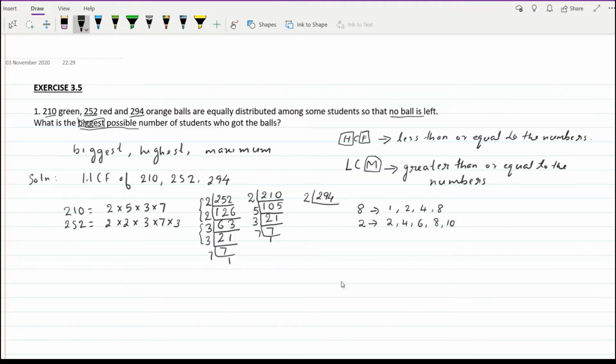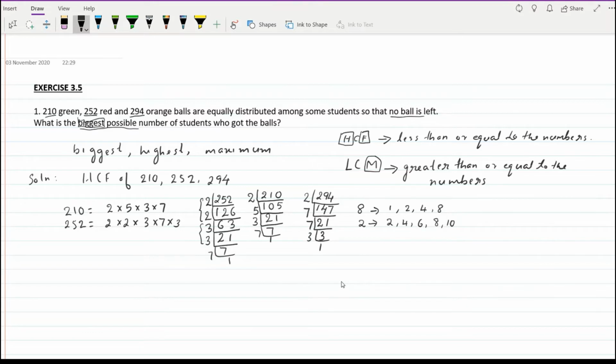Now the last number is 294. We can do prime factorization. So 294 in the 2 table we can do 2 ones are 2, 2 twos, 2 fours are 8 and 2 sevens are 14, 147. Now 147 will go in the 7 table. 7 twos are 14, 7 ones are 7, and 21 in the 7 table again 3 times, again 3 ones are 3.